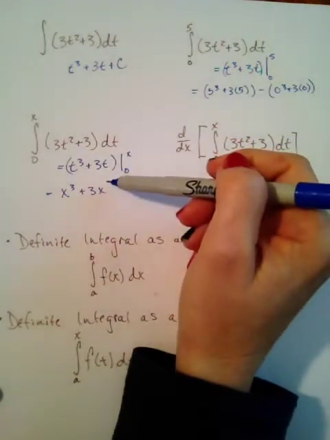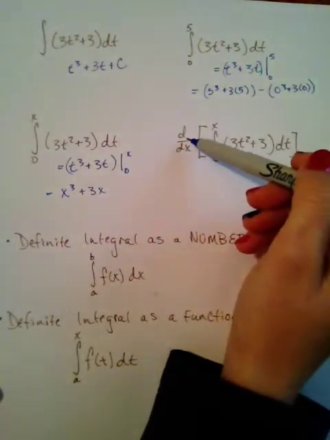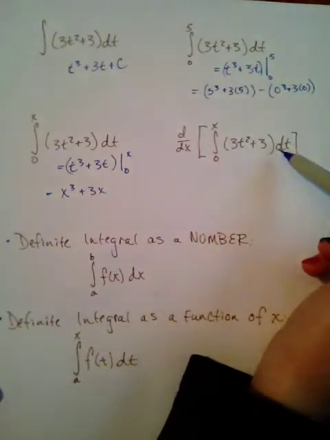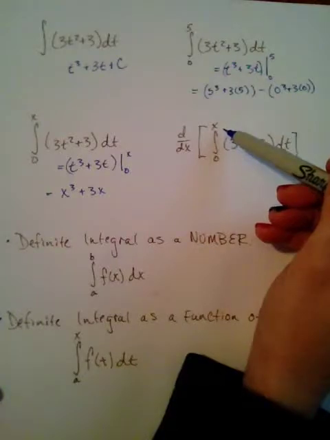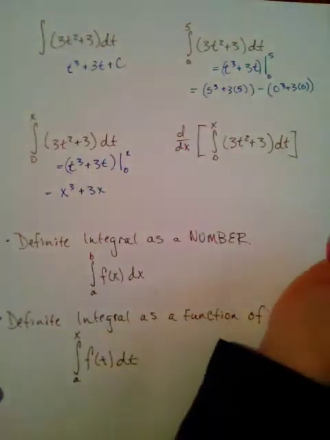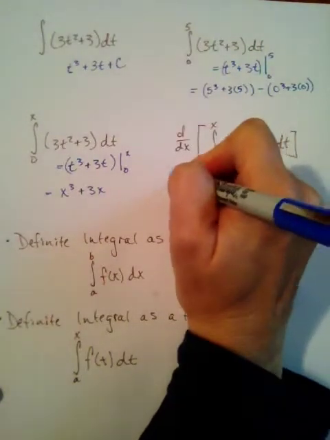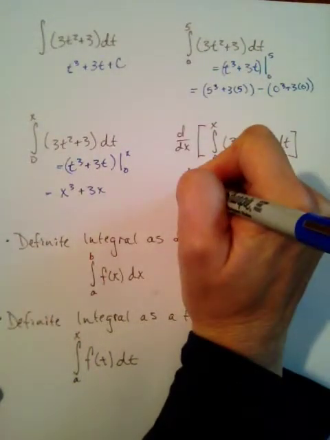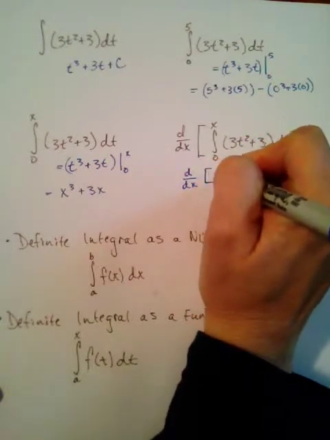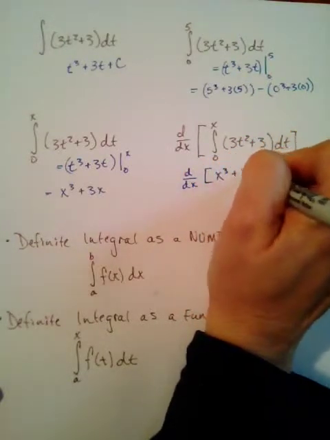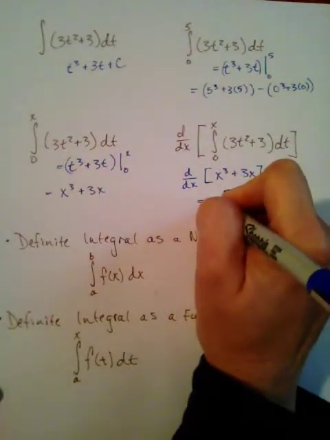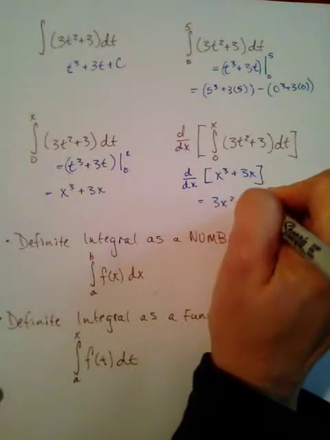Well, the next question comes in. What if you get asked to take the derivative with respect to x of a definite integral with t's, but there's an x up here? Well, we already know what this is equal to. We know that that is equal to x cubed plus 3x. So it looks very complicated, but it's saying take the derivative with respect to x of x cubed plus 3x. And we know that that is equal to 3x squared plus 3.